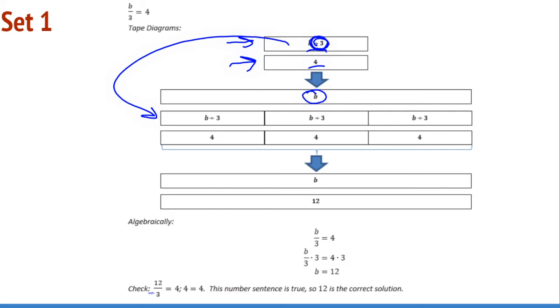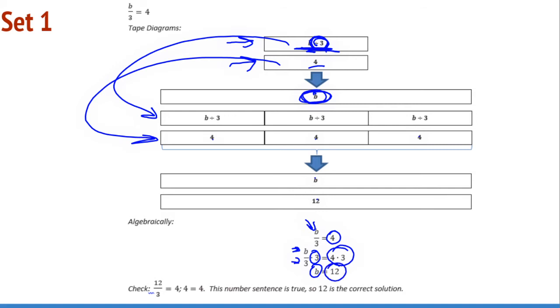Each one of these b divided by 3's is equal to 4, and I will have 3 of them because I want to find the total value of b. So I've got 3 groups of 4. b is equal to 12. Algebraically, I've got the b divided by 3, and I multiply it times 3, and that gives me b. The 4 is 1/3 of b. This b divided by 3. 4 times 3 gives me the 12.